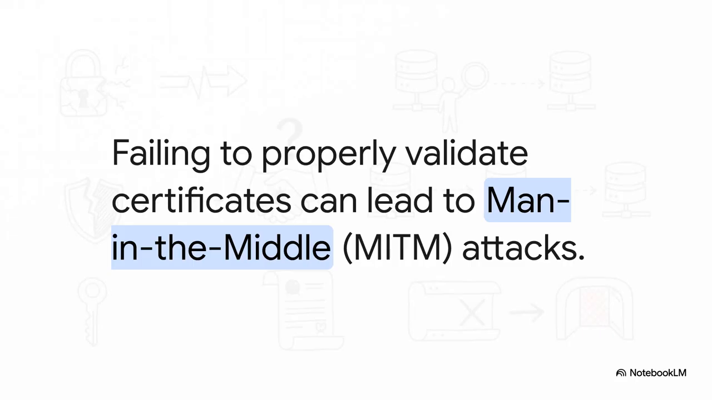One of the most dangerous configuration mistakes is when a system doesn't bother to properly check a website's security certificate. That certificate is like its official ID card. If your browser doesn't check that ID properly, it leaves the door wide open for a man-in-the-middle attack. This is where an attacker can just slip in, impersonate the website, and sit invisibly in the middle of your connection, reading every single thing you send and receive.